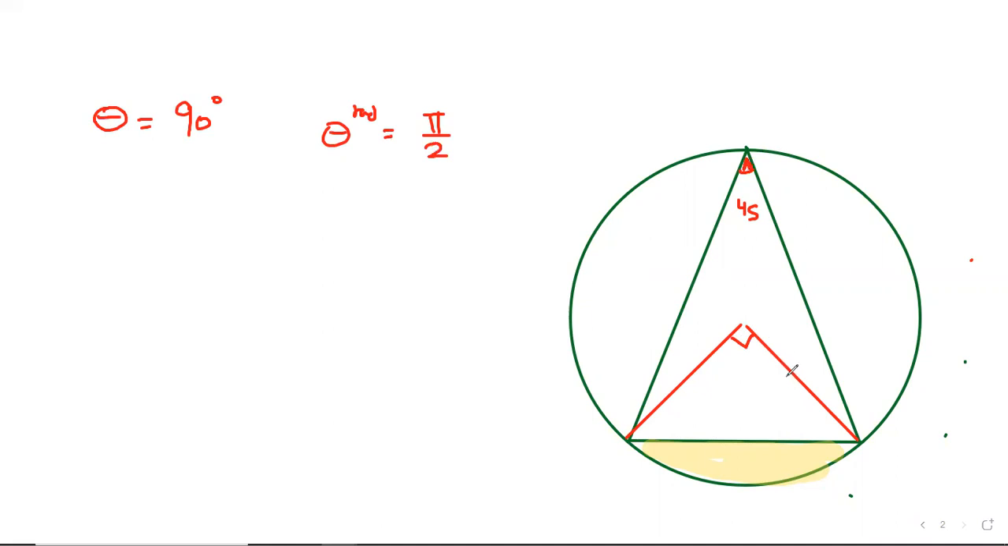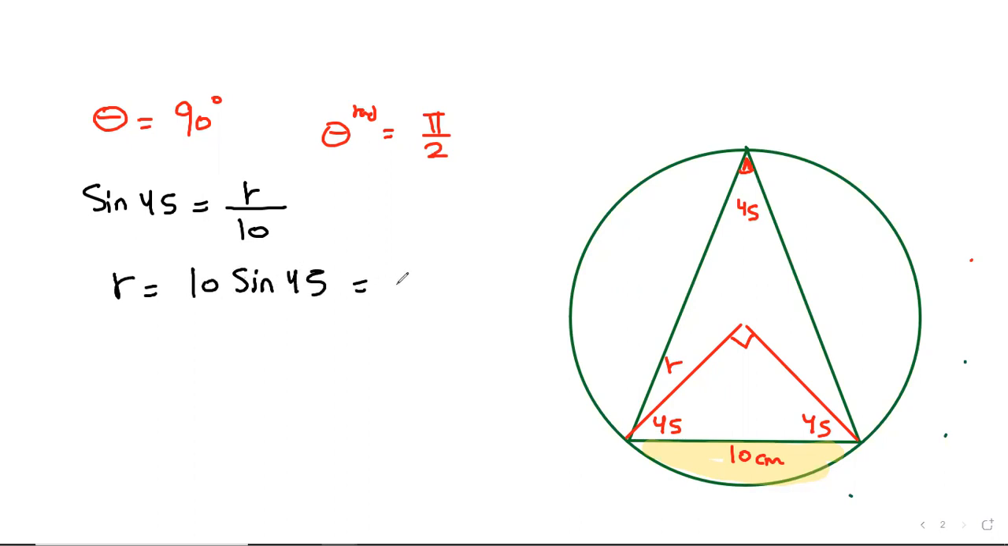Now we need to find the radius. Because this side is given as 10 centimeters, this angle is 45, and this side is r, we can use sine 45. Sine 45 is opposite over the hypotenuse. Opposite is r and the hypotenuse is 10. So we can do cross multiplying. The radius is going to be 10 sine 45, which is equal to 5 root 2.